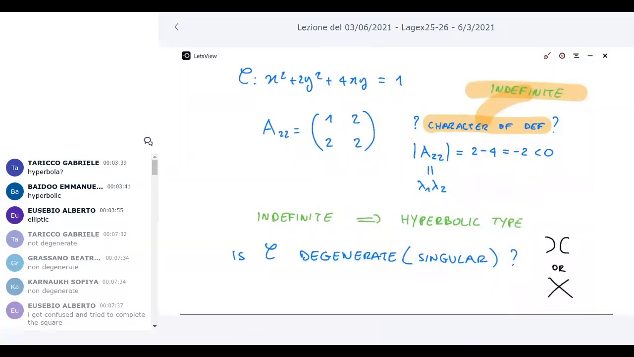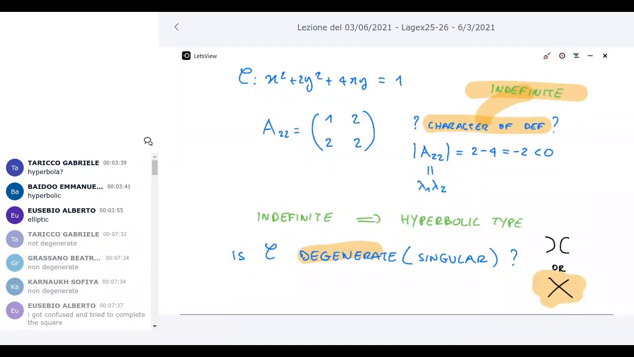So let's see which one of the two it is by deciding if it is degenerate or not. Degenerate will tell you you are in this case. Non-degenerate means that by using big coordinates, you're going to be in the other case.